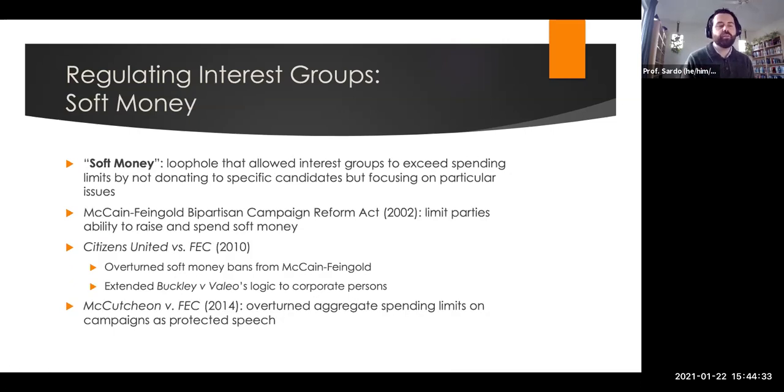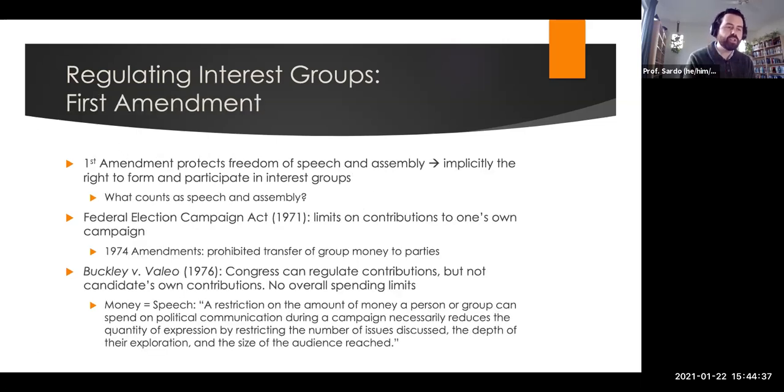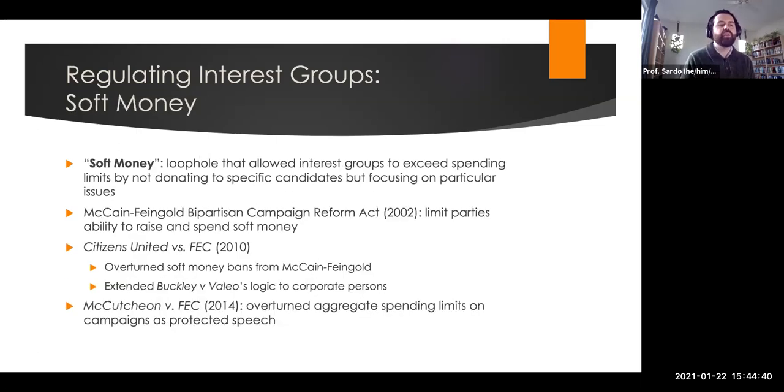Now, there were certain regulations that were made, but then groups started exploring the opportunities of soft money that allowed interest groups to exceed spending limits by not donating to specific candidates, but running their own kind of ads on particular issues, right?